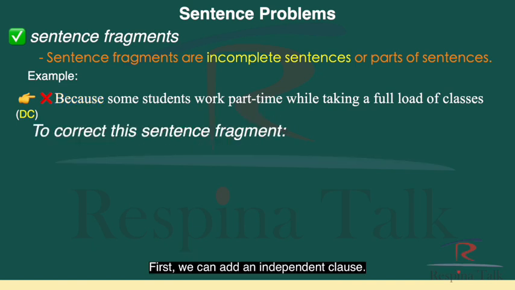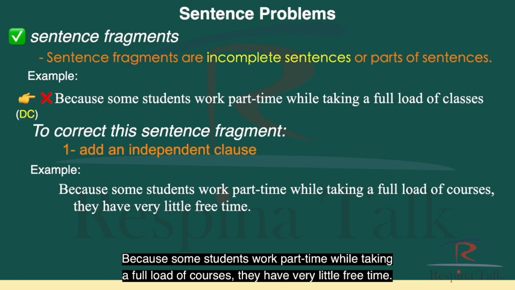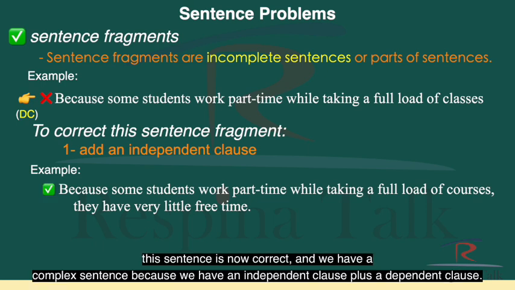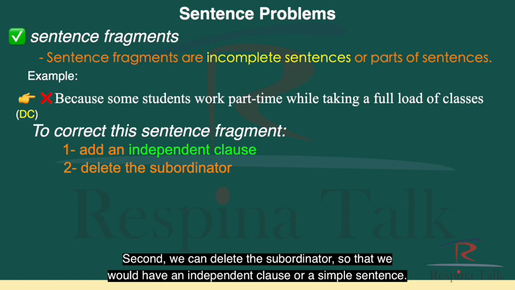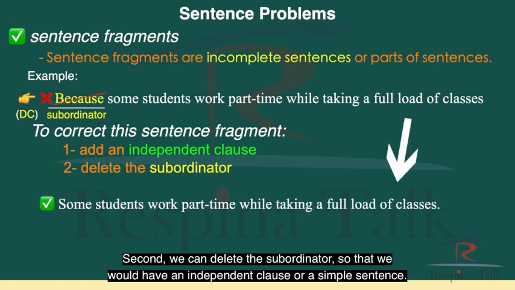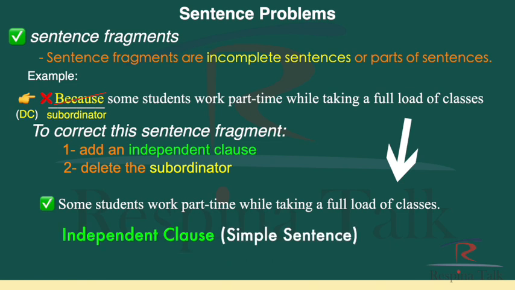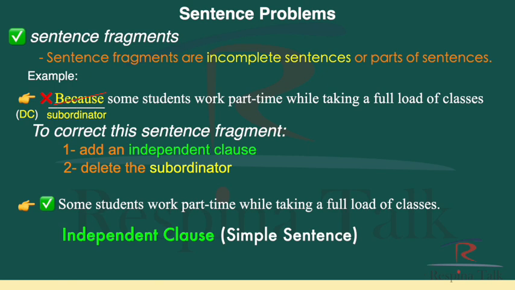First, we can add an independent clause. For example, because some students work part-time while taking a full load of courses, they have very little free time. This sentence is now correct. And we have a complex sentence because we have an independent clause plus a dependent clause. Second, we can delete the subordinator so that we would have an independent clause or a simple sentence. Look at this. Some students work part-time while taking a full load of classes.